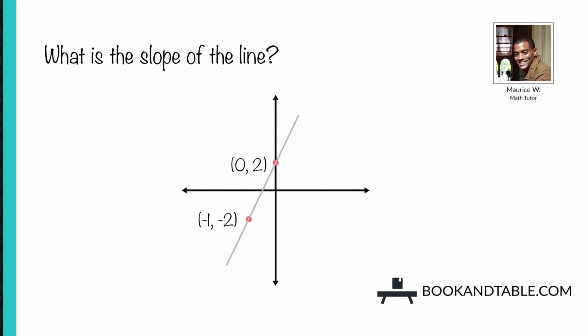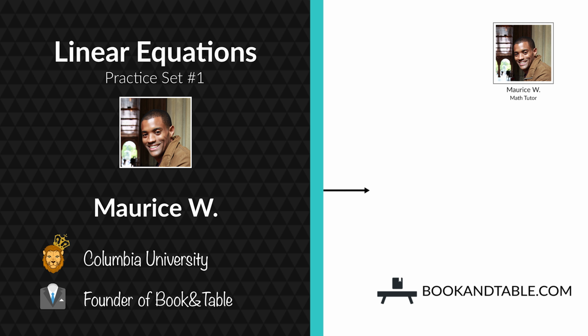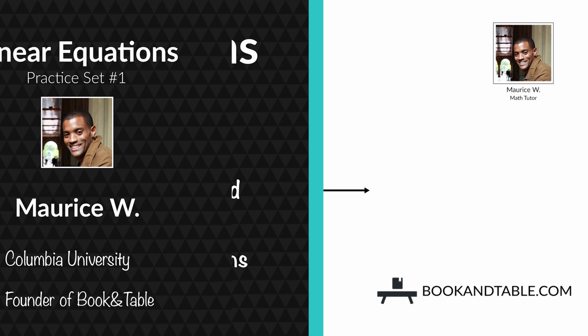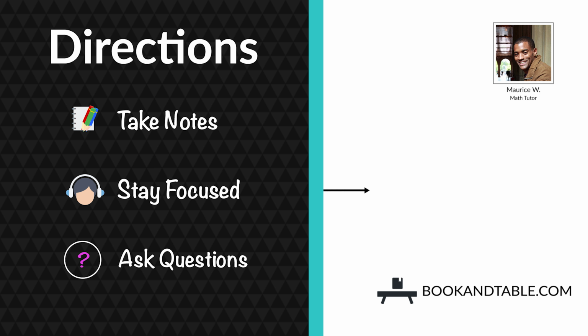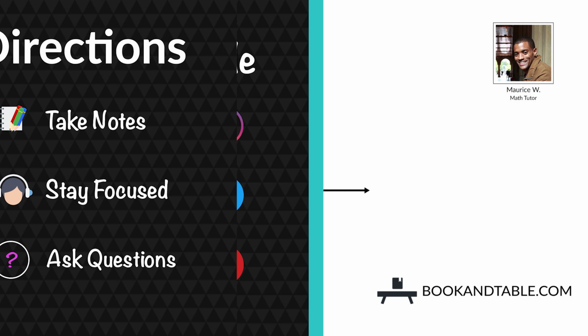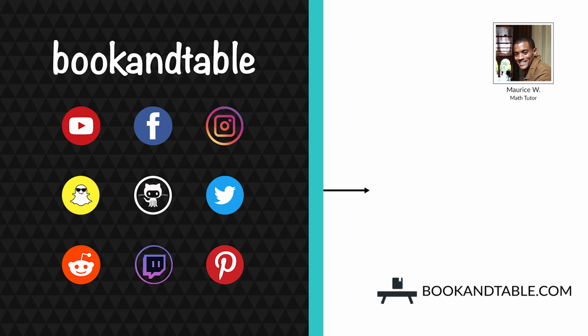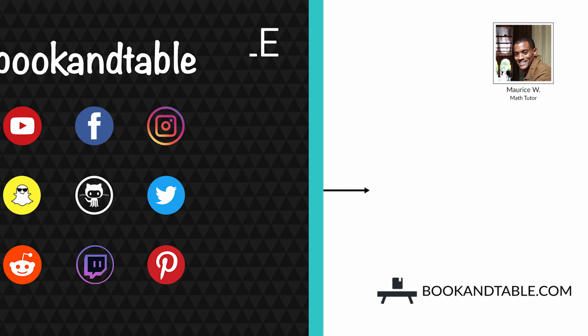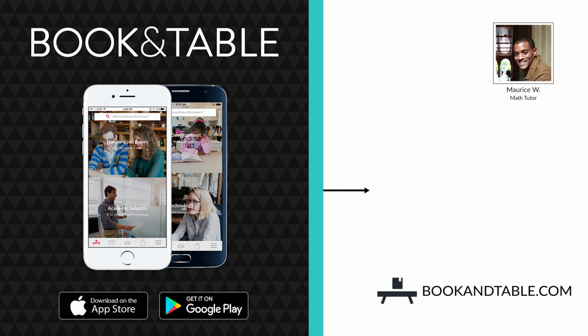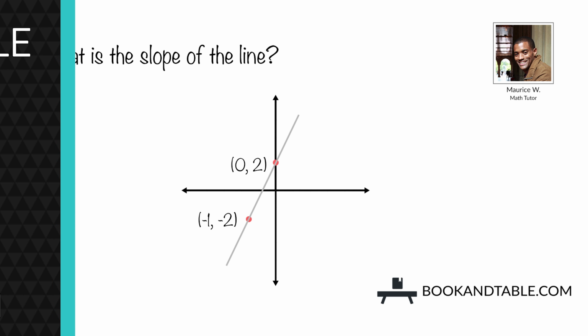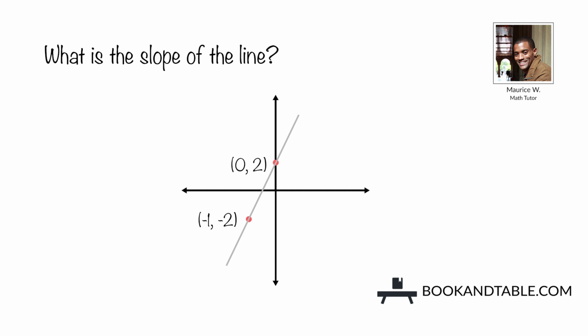I am your math tutor, Maurice Wright, and this is practice set number 1 to our linear equations chapter. In this video, you will complete 28 questions that will help you practice everything from calculating the slope of a line to calculating the equation of a line, given a point and the slope of the line, or 2 points along that line. And you'll also be completing questions that help you practice calculating the equation of a parallel line, a perpendicular line, as well as sketching linear equations and inequalities.